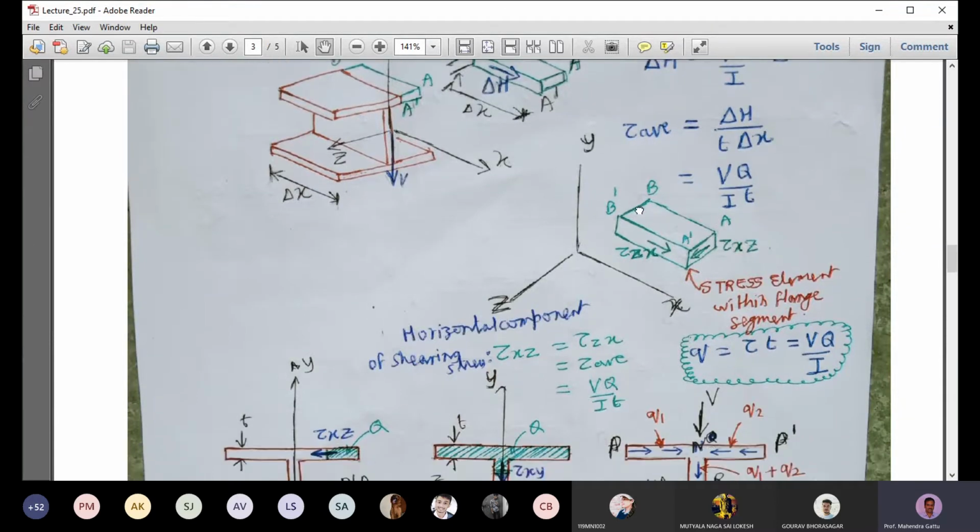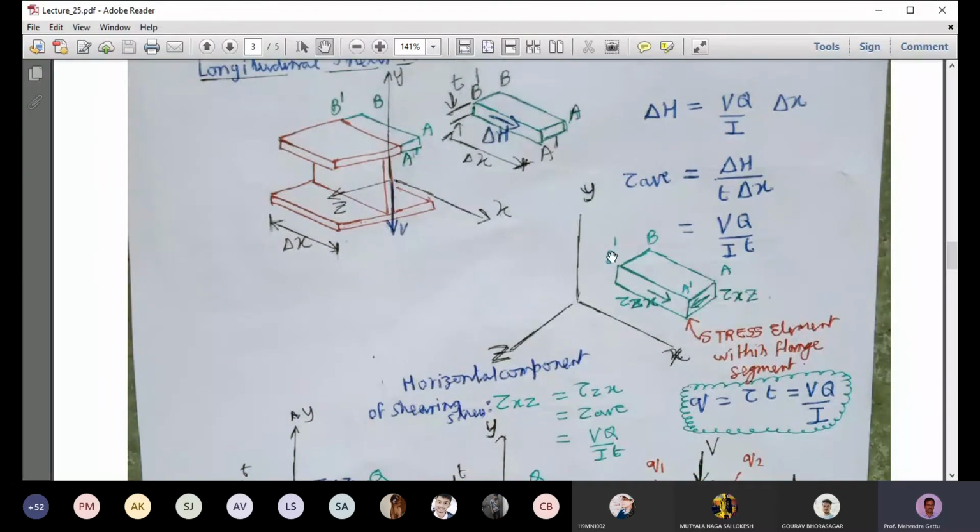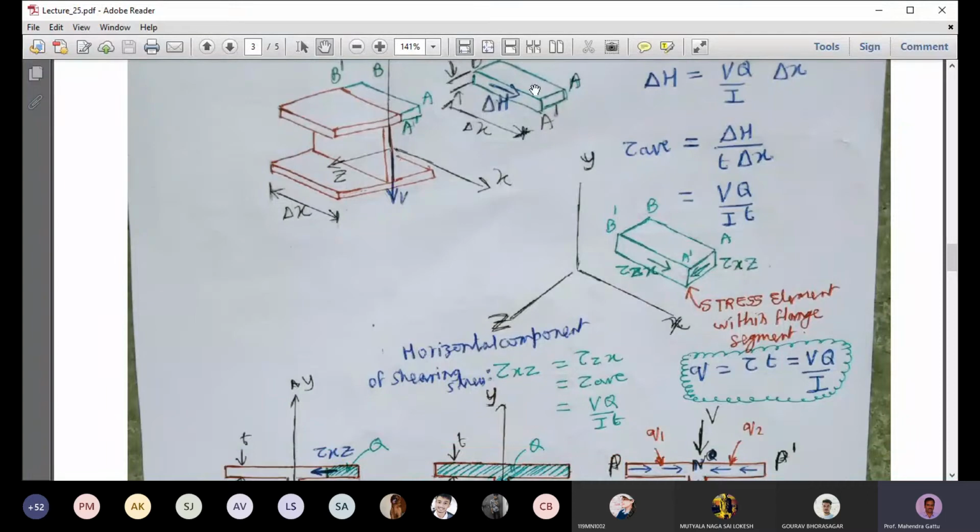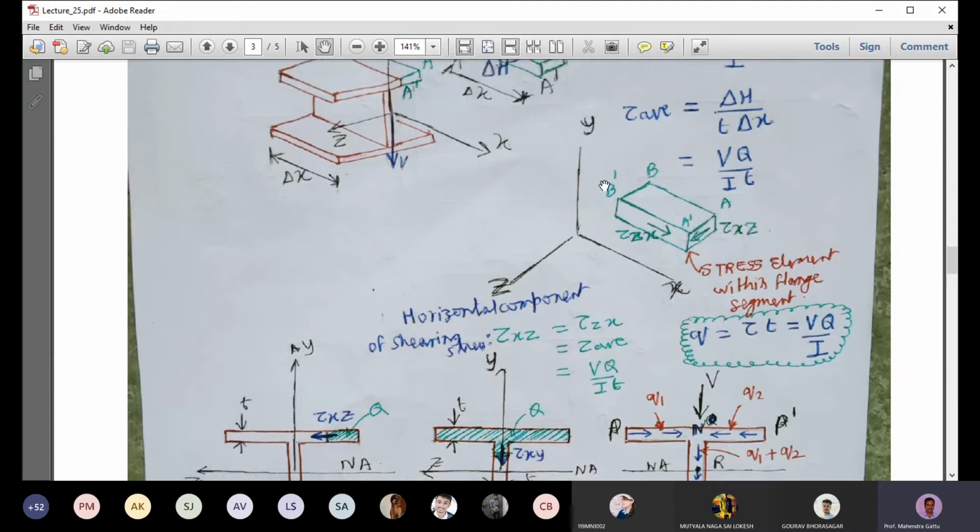Now we'll take a small segment of this. Although I should not indicate B prime here, for clarity I wrote it. So we are taking a small segment in the interior of this portion. We have the coordinate axes x, y, and z. X is the longitudinal axis; y and z are the transverse axes. Here this surface is perpendicular to the z axis. So the shear stress associated with this surface, in the x direction, will be tau zx, and tau zx is actually the tau average which we have calculated.